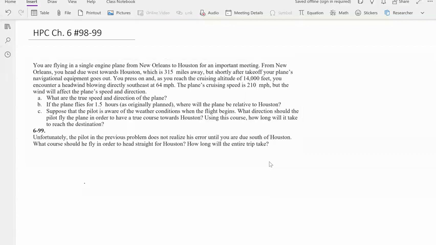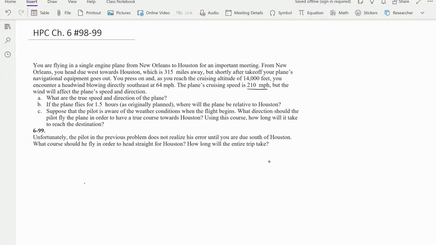You're flying, and you are flying west. So it says your cruising speed is 210 miles per hour. That's kind of what the speedometer tells you, that the plane is trying to go 210 miles per hour, but wind is going to affect your cruising speed.